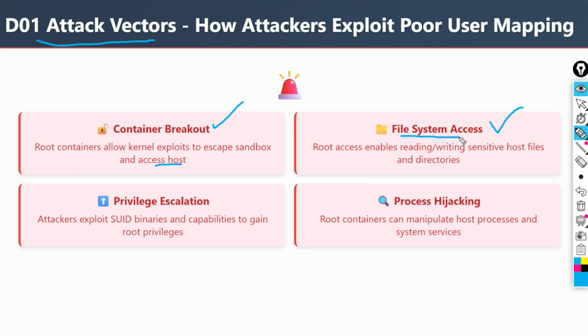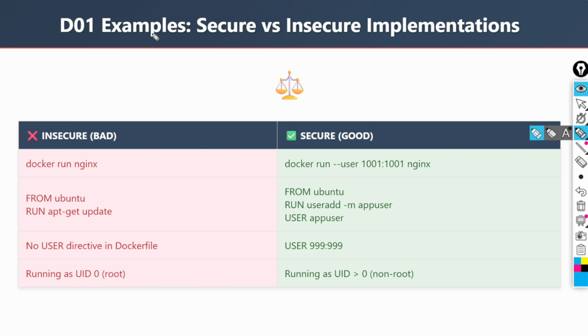So this is also one of the attack vectors. And privilege escalation, obviously by using some Linux capabilities or some binaries like SUID, root user ID binaries. Obviously, the attackers can use those capabilities and gain root privileges. And process hijacking. This is basically that root containers can manipulate host processes and system services. So this is also one of the attack vectors. There are multiple attack vectors, but these are the major attack vectors regarding a secure user mapping.